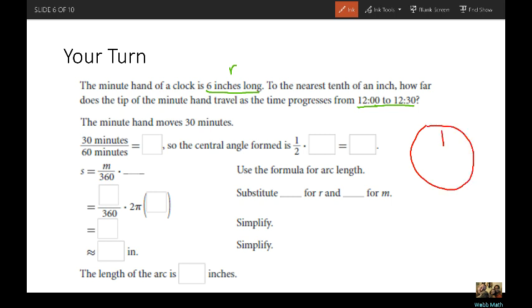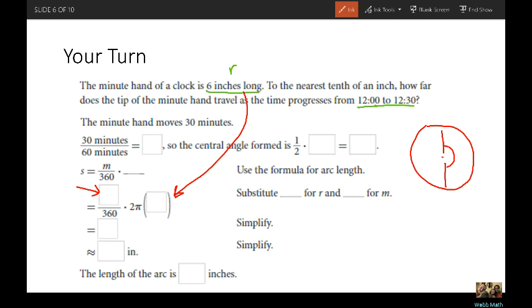Okay, slightly better. So there's 12 o'clock, but now it's going to travel to 12:30. That is how many degrees out of that circle? Looks like half. So what is half of a circle? So that part is going to go right here. You already have your radius, should be going in here, and then plug it into your calculator.